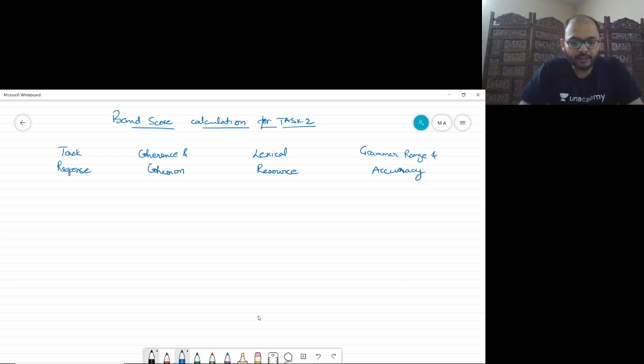All right. So these are the 4 parameters along which they calculate your band score eventually. Now each of these carries 25% of your marks. So what do I mean by they carry 25% of your marks? What they do is they give you a score out of band 9 on each of these 4.